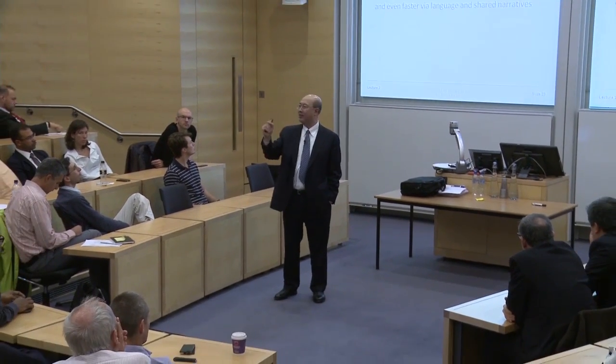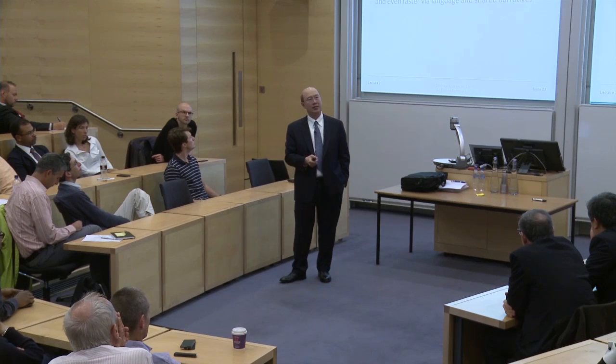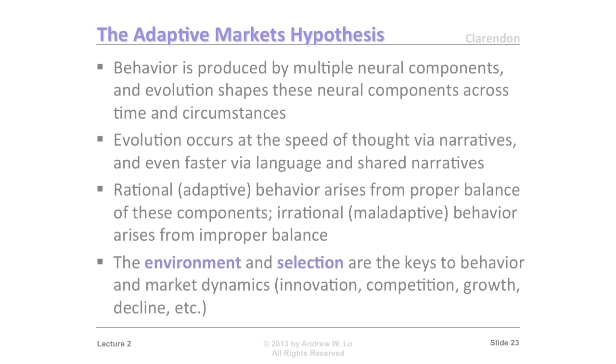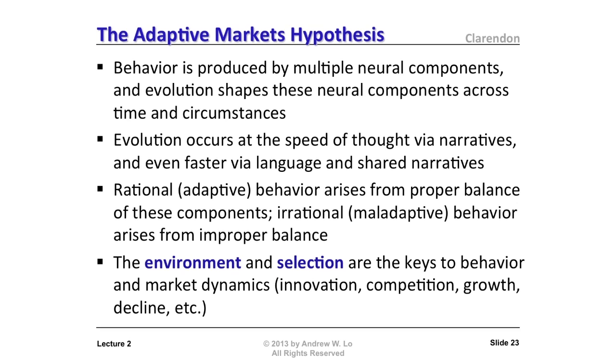Behavior is produced by multiple neural components, and evolution shapes these components across time and circumstances. Evolution occurs at the speed of thought via narratives. We come up with lots of different what-if scenarios, and we pick the one that we think is best. We pick the one that we think is going to be the most important to us. And ultimately, rational behavior emerges from the proper balance of these components, but irrational behavior can emerge also when these components have improper balance. And what I mean by proper and improper is it's a function of the environment and the forces of selection on that environment.